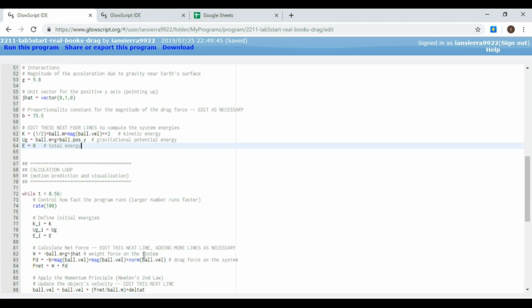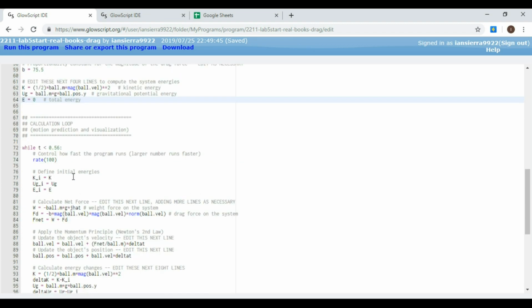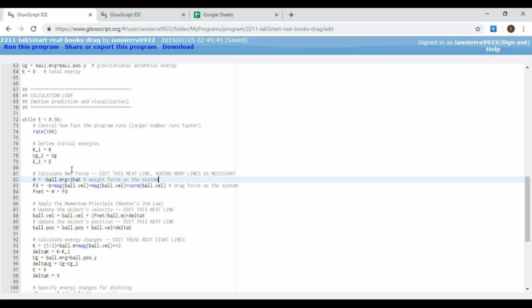In the loop, initial energies are defined. The weight force and turbulent drag force are used to calculate the net force. Newton's second law and the final position formula are listed in order to update the velocity and position of the object, and the energy changes are also calculated.